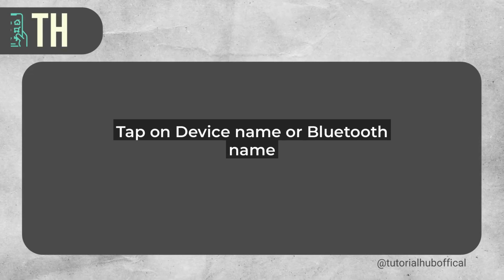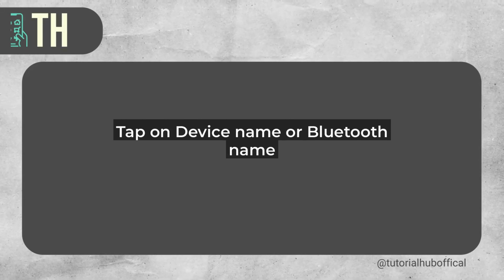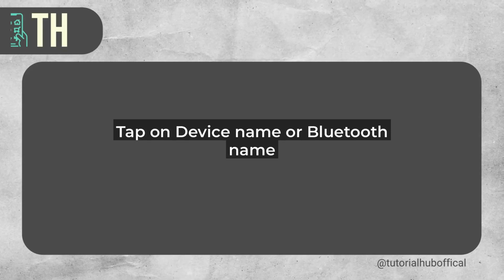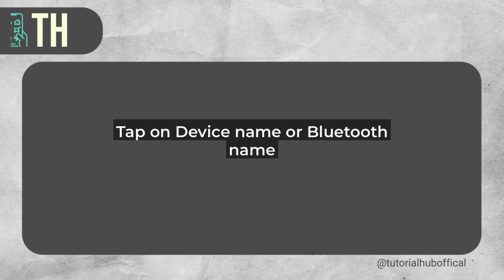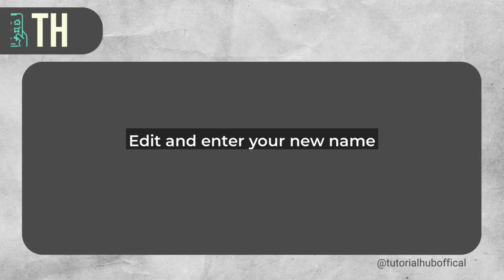Now, look for an option that says Device Name or Bluetooth Name. Tap on that, and you'll see a text field with your current Bluetooth name displayed. This is where the fun begins. Just type in your new, awesome name. Keep it short and memorable, like My Cool Phone 2025, to make it easy for other devices to recognize.